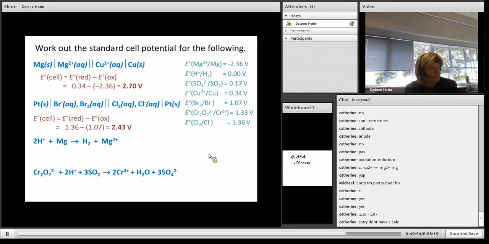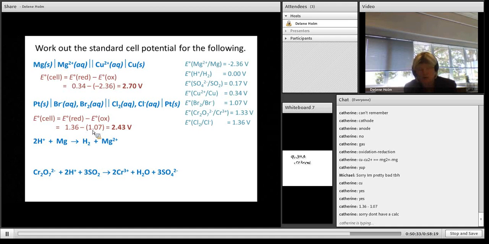I have made a mistake. Sorry, I added them. You are quite correct, Catherine. It's not 2.43, it's 1.36 subtract 1.07, as Catherine rightly pointed out. I made this a negative value, and that's why I got a big number here. It's 0.29. Do you get 0.29? If you did it in your head, okay, 0.29 volts. But it's still a positive value, so it'll still work.